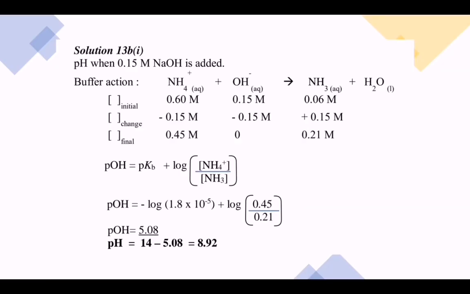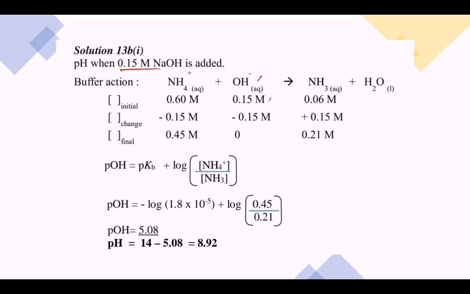Next we go to question B1. How the pH changes when 0.15 molar of NaOH is added. We have to assume, as stated in the example, that the volume of solution does not change when HCl and NaOH are added. So kat sini kita assume tak ada perubahan volume. So we just assume that the number of mole of NaOH reacted is the same as the concentration. Kita terus assume macam tu lah.